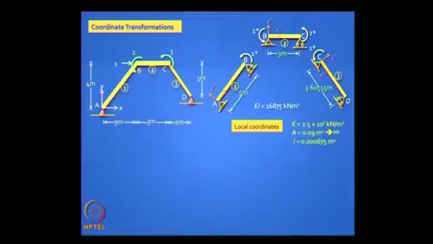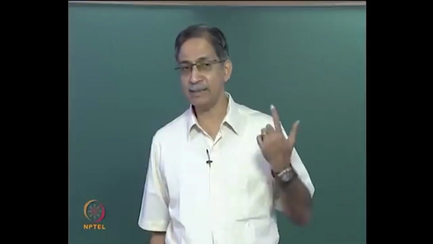But for elements 1 and 3, I take advantage of the fact that I have a hinge support at the ends A and D where the bending moments are 0, and so I can take advantage of a reduced stiffness. What is the element stiffness for that, flexural stiffness? 3 EI by L. So I just need 1 degree of freedom, which I have marked as 1 star. Is it clear? So with this I can proceed.